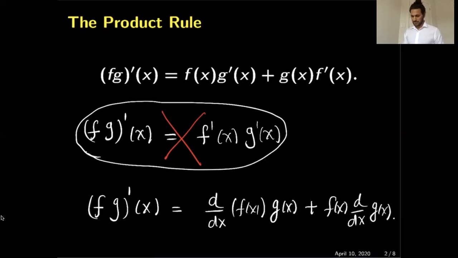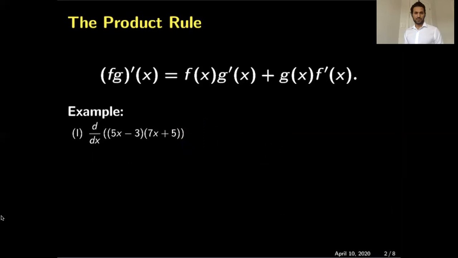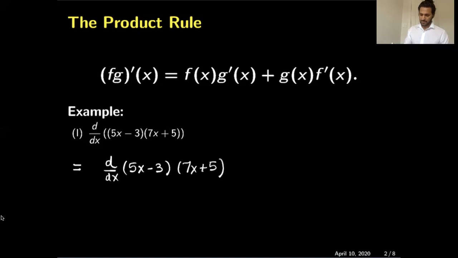My first example is: calculate the derivative of the product of these two functions, 5x minus 3 and 7x plus 5. If I write down the formula in terms of Leibniz notation, this will be dy/dx: the derivative of 5x minus 3 times 7x plus 5 as it is, plus 5x minus 3 times the dy/dx of 7x plus 5.